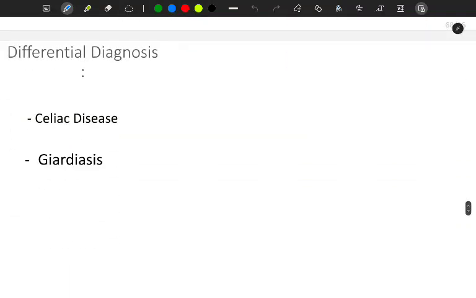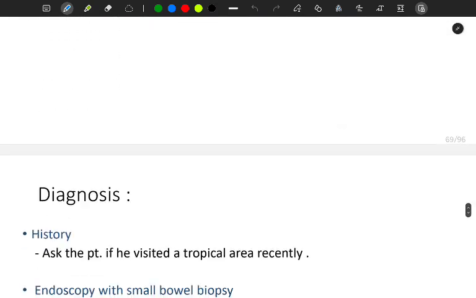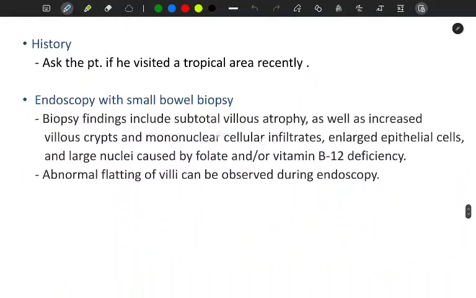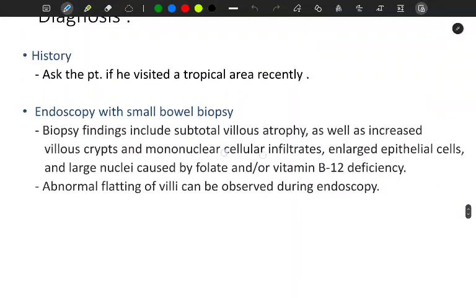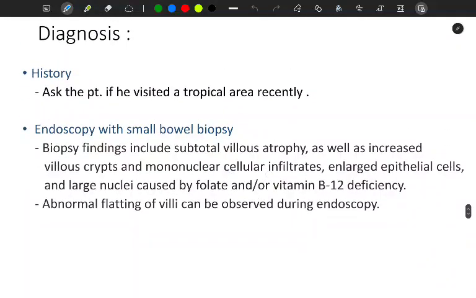The differential is the same: celiac disease and others. For history, ask the patient about any recent visit or travel to tropical areas if you have suspicions. Biopsies show subtotal villus atrophy, increased villus crypt, enlarged epithelium with large nuclei, and vitamin B12 and folate deficiency. To be honest, the diagnosis depends mainly on the history, because the biopsy will be the same as in other malabsorption. So it will mainly be the history.